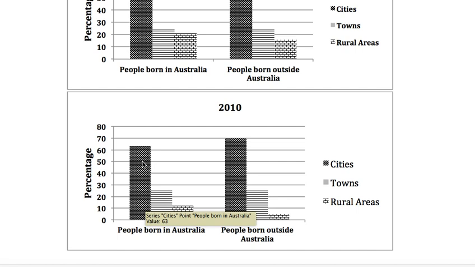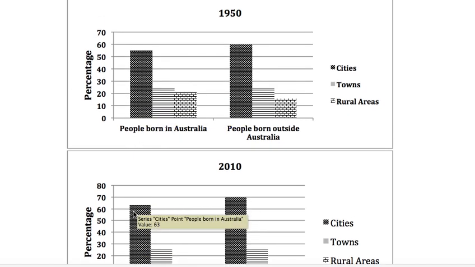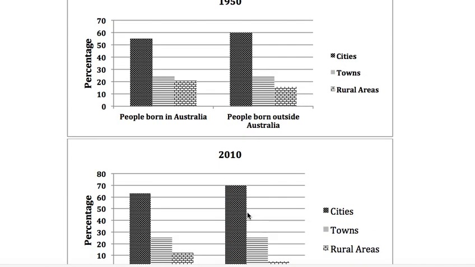So you write the percentage of native Australians increased from 55 to 62%, or you can say increased by 7% over a period of 6 decades, now over a period of 60 years. And the percentage of non-native Australians living in cities increased by 10%. Look, this was 60, here it is 70. So it increased by 10%, or you can say it increased from 60% to 70% from 1950 to 2010.